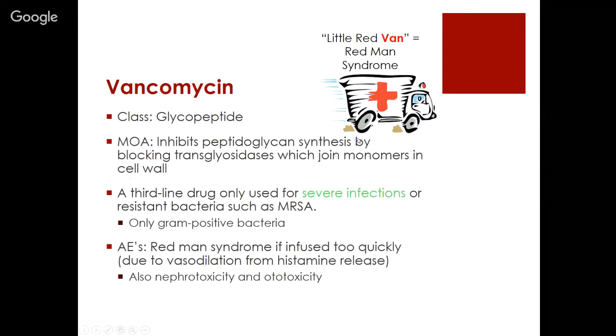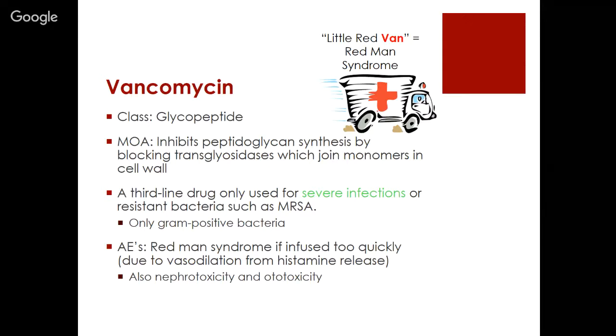Vancomycin is the one that you're supposed to remember. You're supposed to remember that it's like a little red van. So red van, little red man. The big thing to know about this one is that it causes red man syndrome, because you'll get histamine release, which will cause vasodilation. Basically it'll mean you'll turn really red. If you think of an ambulance, it's got that plus on it. So that's the way to remember that it is for gram-positive bacteria.